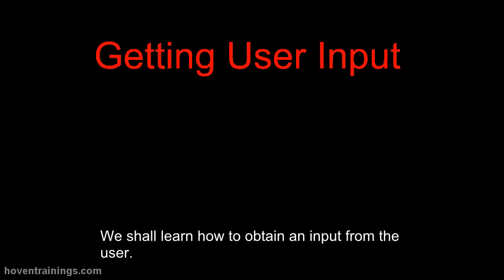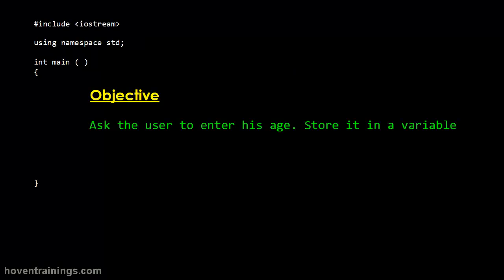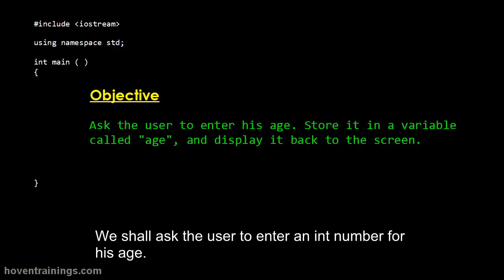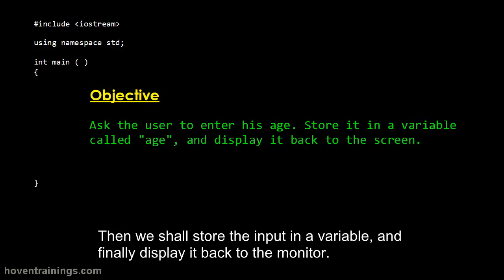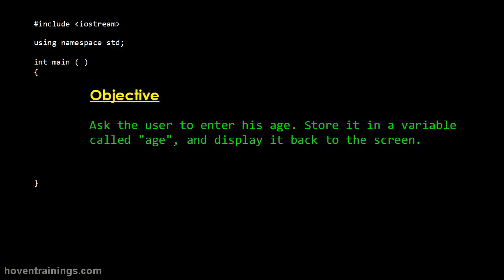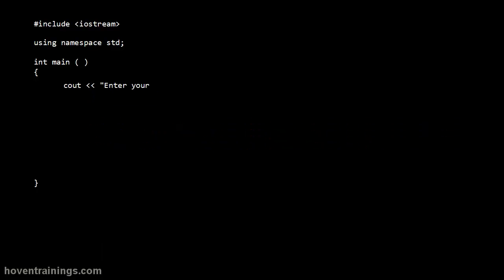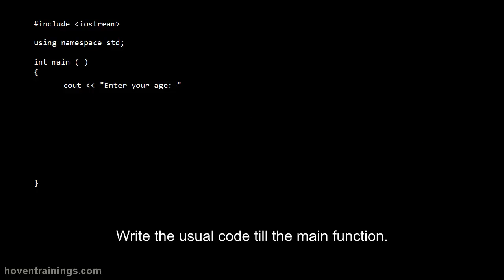We shall learn how to obtain an input from the user. We shall ask the user to enter an int number for his age. Then we shall store the input in a variable, and finally display it back to the monitor. Write the usual code till the main function.